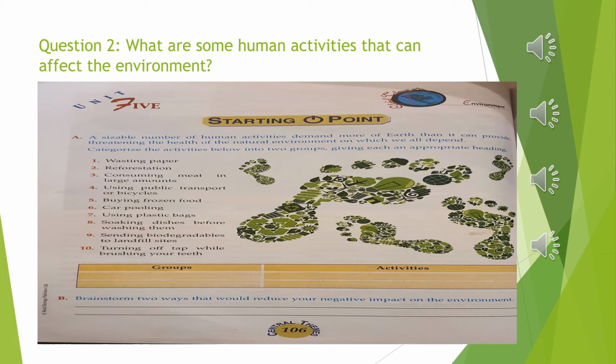Now we will move on to part B. Brainstorm 2 ways that would reduce your negative impact on the environment. Possible answers would be using second-hand books, minimizing paper use, turning off tap as needed, turning lights off on leaving a room, and ignoring plastic packaging within my power to diminish my carbon footprint.